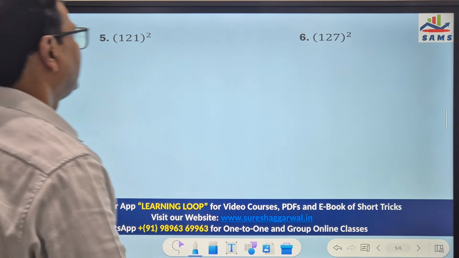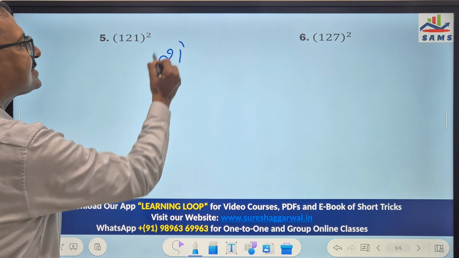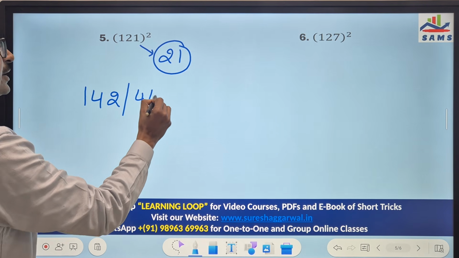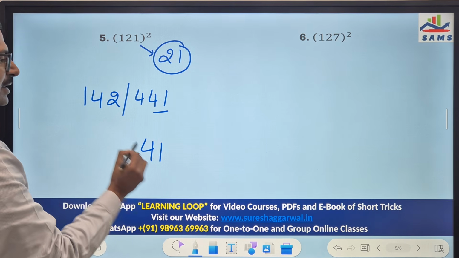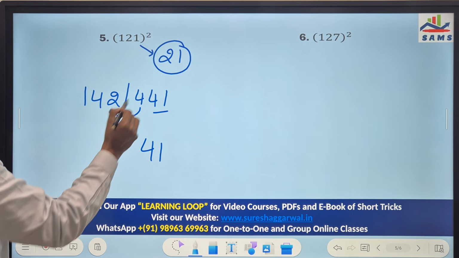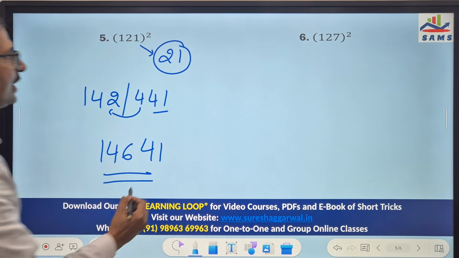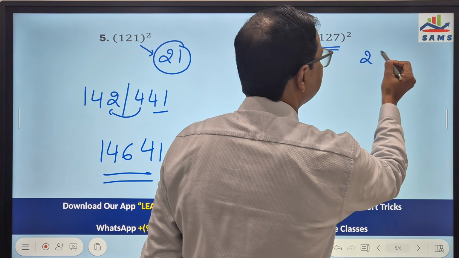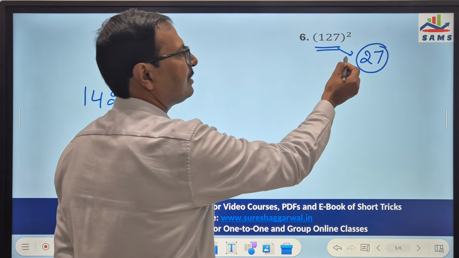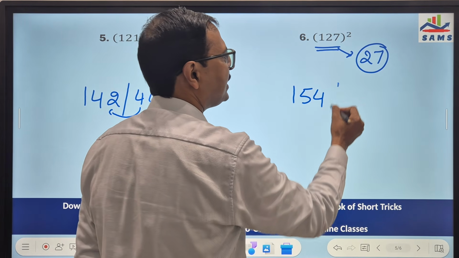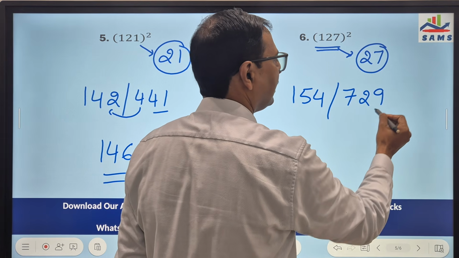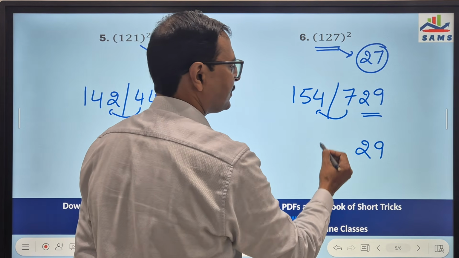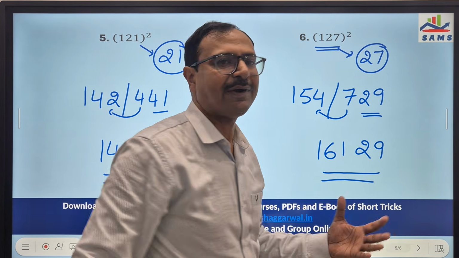Let's have 2 more questions. 121. So 21 excess. When you add them, you get 142 and 21 square is 441. Retain the last 2 digits, carry forward this. So 142 plus 4 is 146 and you have the square of 121. Likewise 127, so 27 excess. When you add them, 127 plus 27 is 154 and 27 square is 729. So retain the last 2 digits, 29, carry forward the 7. 154 plus 7 is 161 and here you have the square of 127.